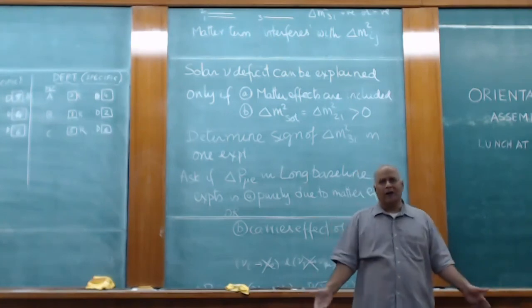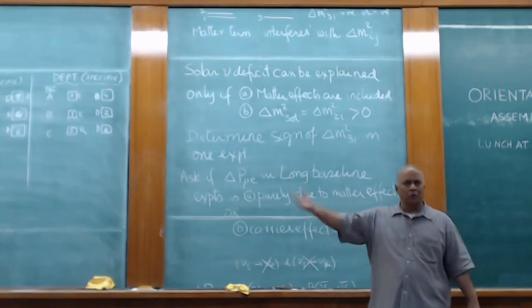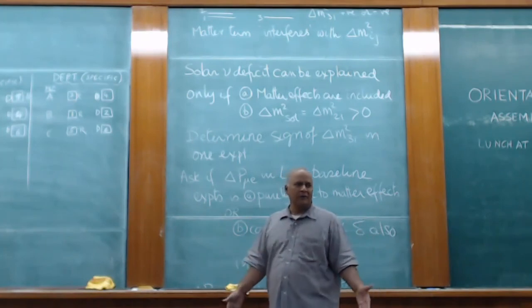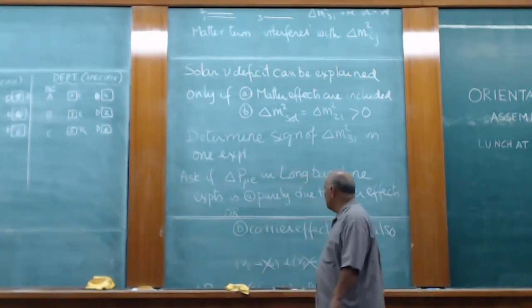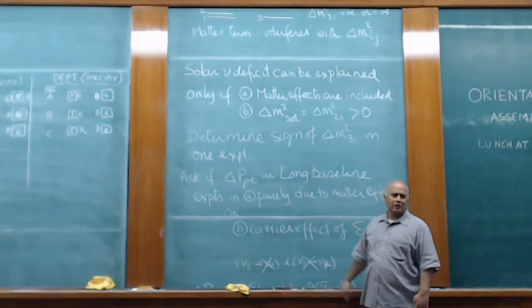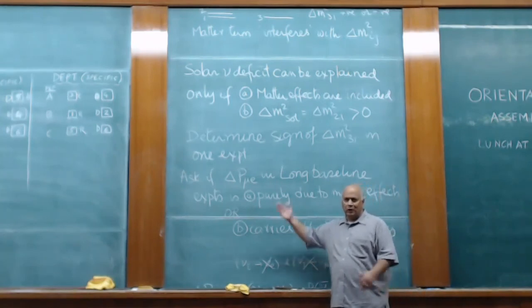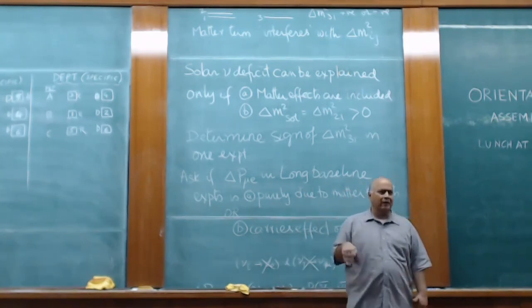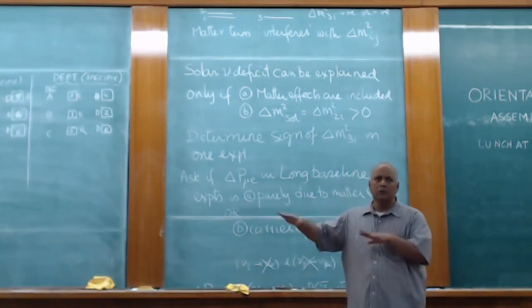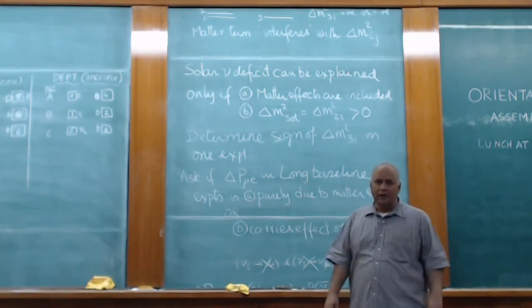And if you have that, then the long baseline experiments, they measure P nu mu to nu e, P nu mu bar to nu e bar, and you take the difference between the two, and you ask, can I explain the difference purely in terms of the matter effects, or do I need to include the intrinsic CP violation also? So that is how the chain of logic is proceeding.